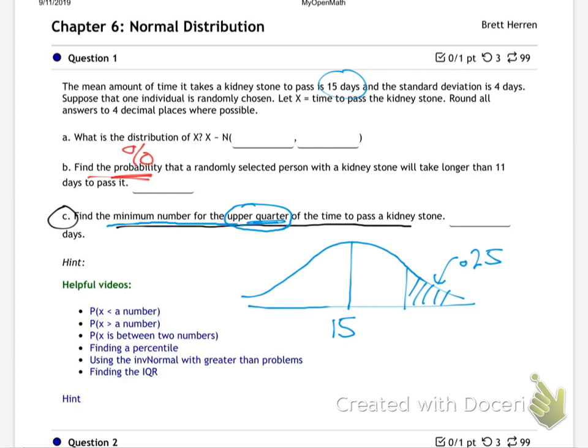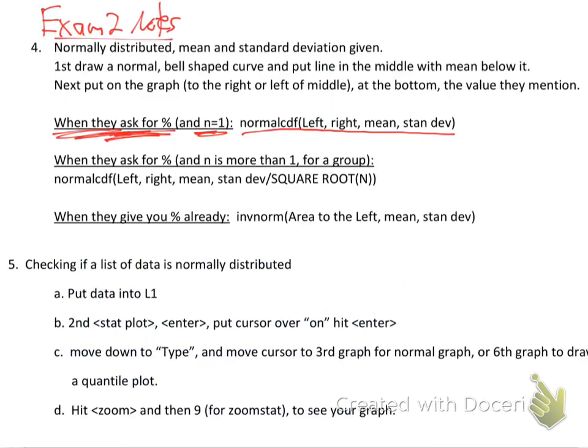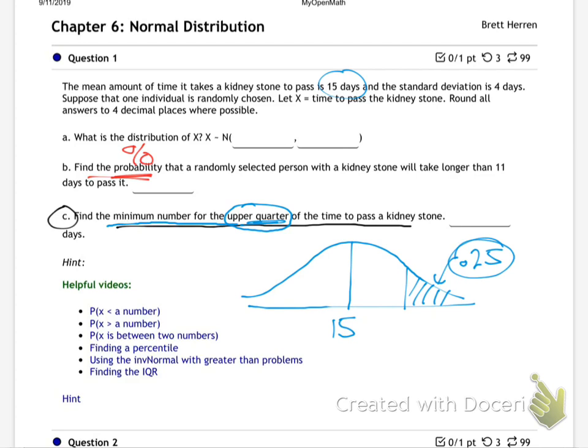See, they're giving me a percentage, an area, this time rather than asking me for one. That's what this is saying down here. Don't worry. This is going to be chapter 7. That's Wednesday. Don't worry about this. But down here, when they give you a percentage already, that's what they're doing here. They're giving me upper quarter, upper 25%.